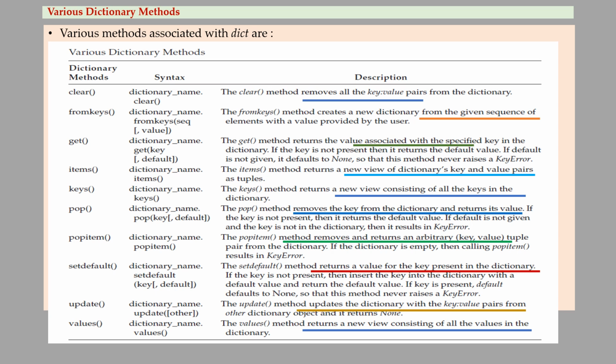The setdefault method returns a value for the key present in the dictionary, and the update method updates the dictionary with key value pairs from the other dictionary object and returns none. The values method returns a new view consisting of all the values in the dictionary.